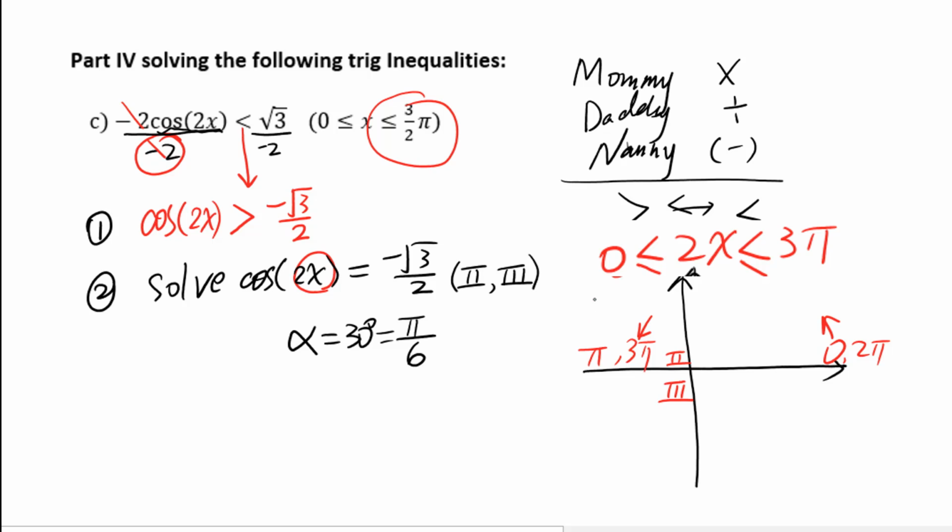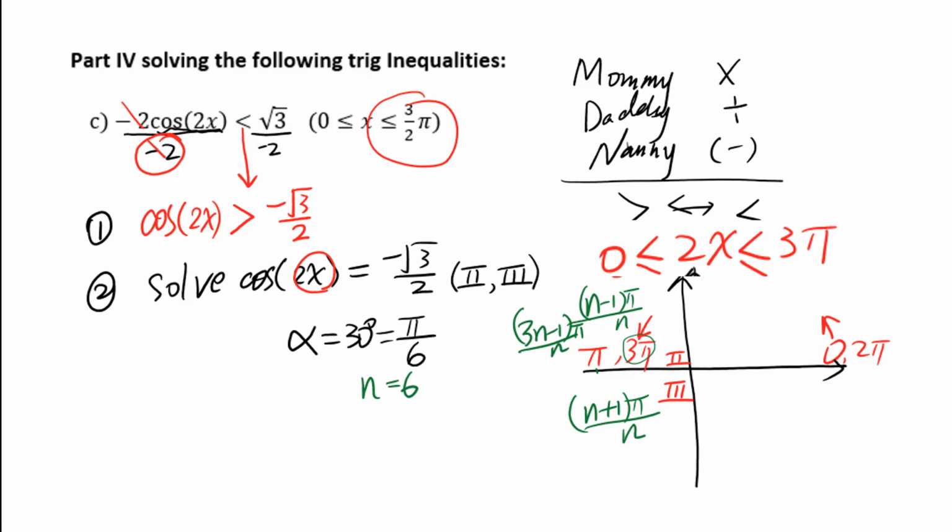So let's write down the pattern. For the second quadrant, n minus 1 pi over n. For this 3 pi, we can write down 3n minus 1 pi over n. For the third quadrant, for this pi, we can write down n plus 1 pi over n. Then when n equals 6, we will plug in these 3 patterns.